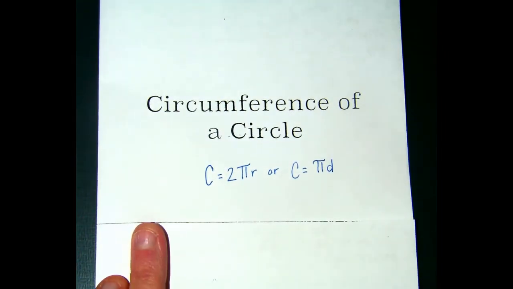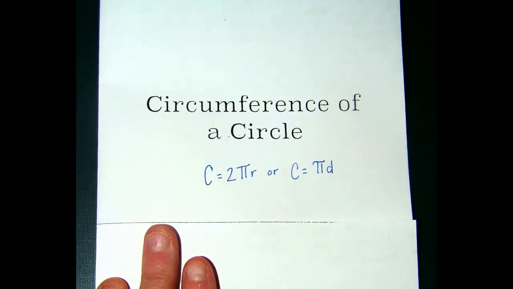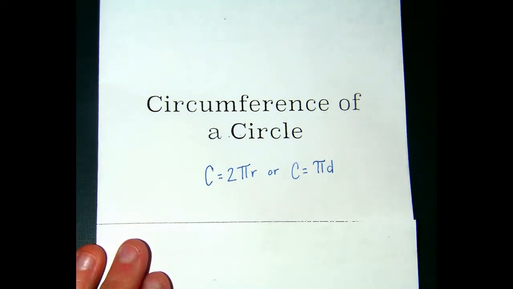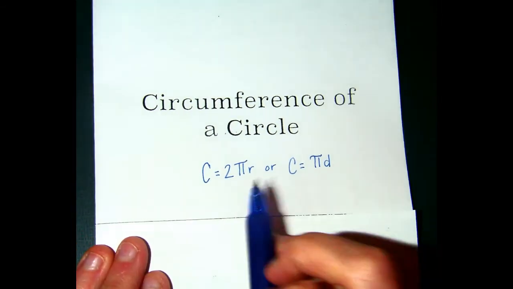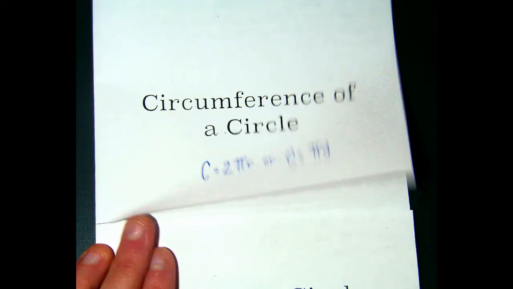Alright, so we're going to open that and do some of these problems. It depends on what they give you. There are 2 formulas, but you only have to memorize one. Because either way, you'd be able to find the radius, or either way, you'd be able to find the diameter. So it doesn't matter. Alright.